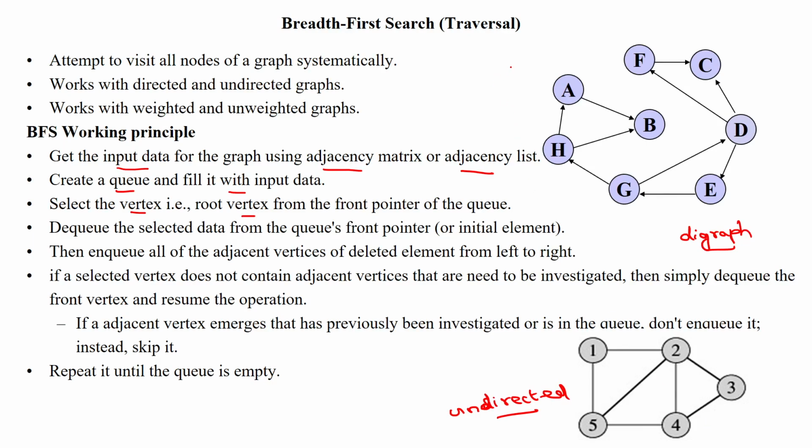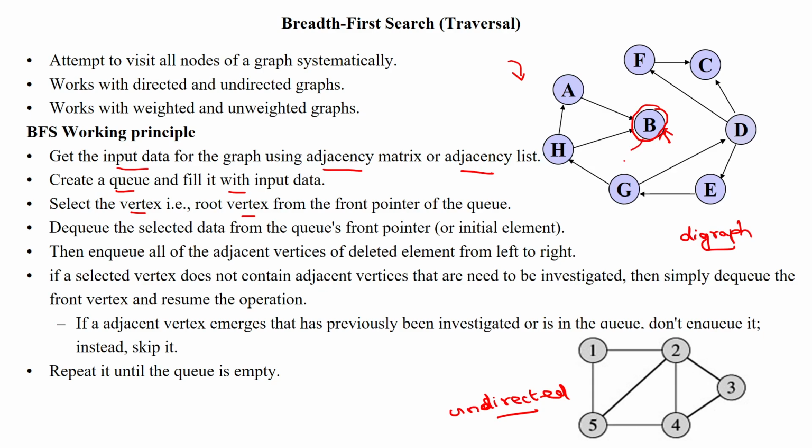But if it is a directed graph, you have to select a vertex as the source that has a path to all the vertices in the given graph. Suppose you select B as the source first vertex, there is no outgoing edge, that means there is no adjacent vertex to this B. So if you select B, then you cannot move from B to any other vertex.